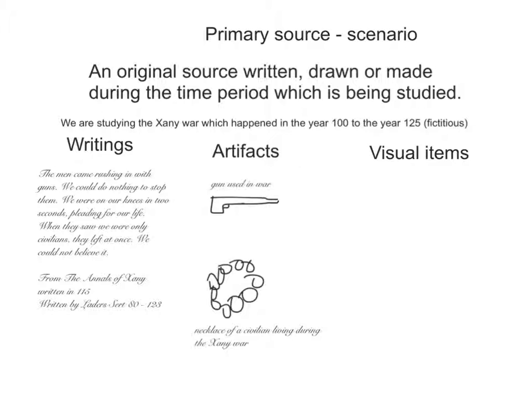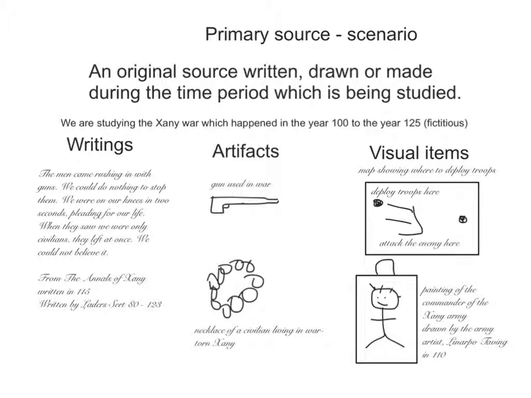These two sources are artifacts. They are real things. The first one is a gun, which was used in a war. The second one was a necklace of a civilian living during the Zaini War. Artifacts can provide important information for historians.